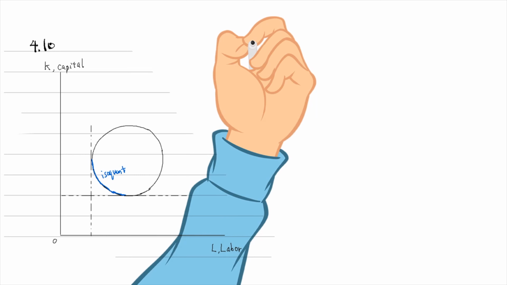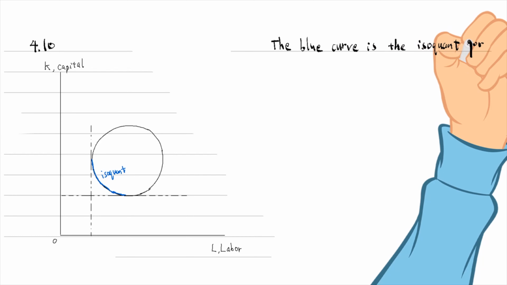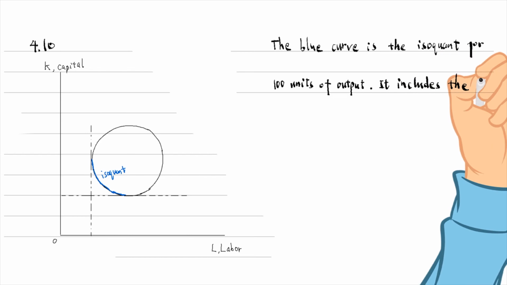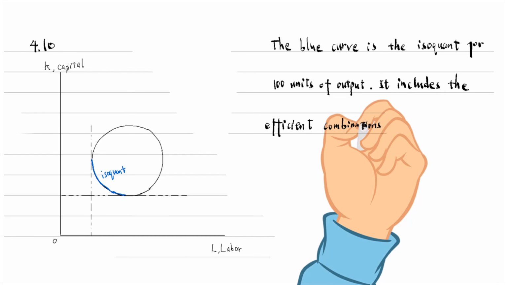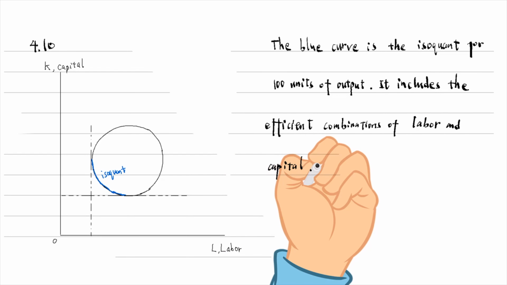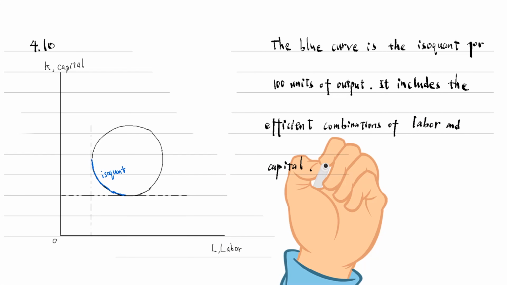The circle represents all the combinations of labor and capital that produce 100 units of output. But only the blue part is the isoquant because it includes the efficient combinations of labor and capital. For the other part of the circle, the combinations of the inputs are inefficient. We can reduce both inputs to produce the same level of output.